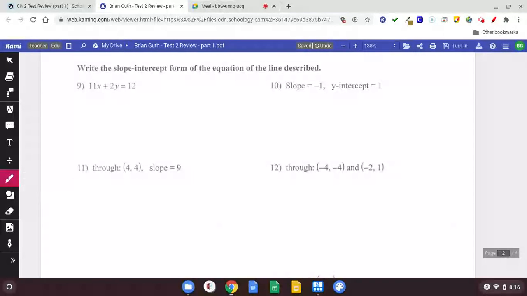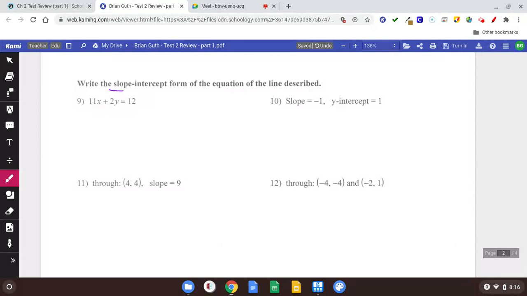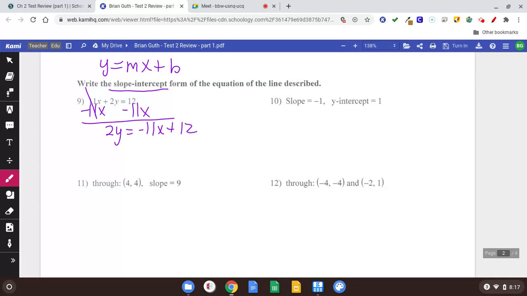Write the slope-intercept form of the equation. So remember, slope-intercept form, y equals mx plus b. We want to get y by itself, and we've already done this in a previous problem, but let's move stuff around so we can get y by itself. Subtract 11x, 2y equals negative 11x plus 12. And then divide by this 2. When you divide by 2, you get y by itself equals, and then remember, you got to divide everything by 2. So negative 11 over 2 is a fraction. That's okay. And 12 over 2 is going to be 6, plus 6.